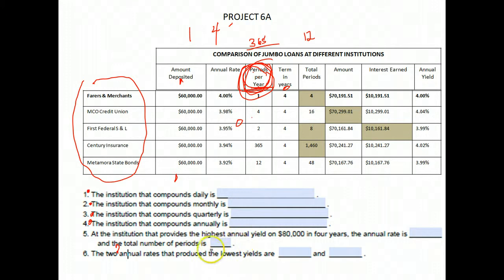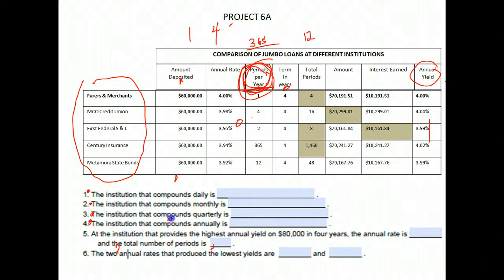Okay, so next, the institution that provides the highest annual yield on $80,000 in 4 years. Okay, so here's the annual yield. Find the one that's the highest. What's the annual rate? So find the highest number here and then look over and see what its annual rate is, and its total number of periods. So once you find the highest yield over here, look across, find the annual rate, and then the total number of periods.